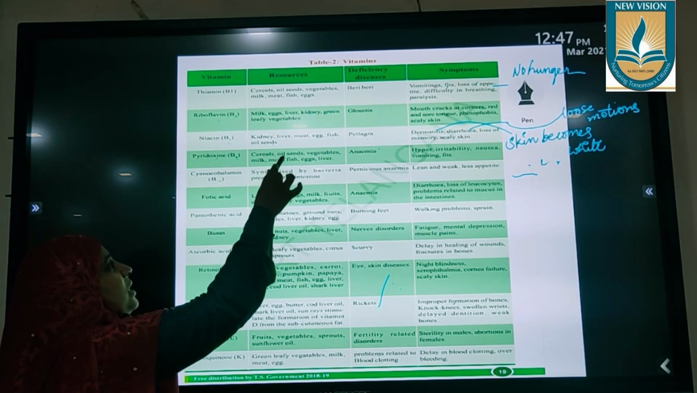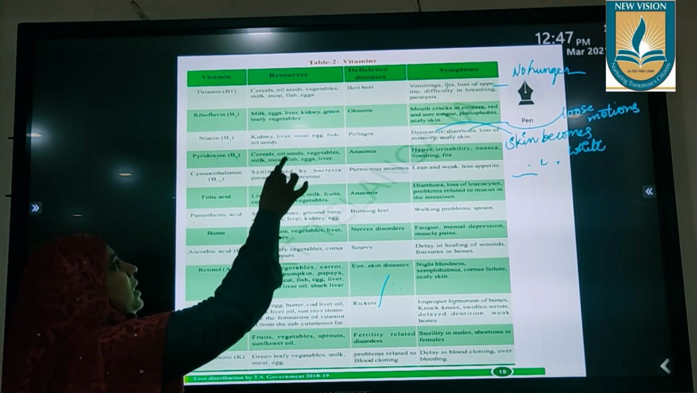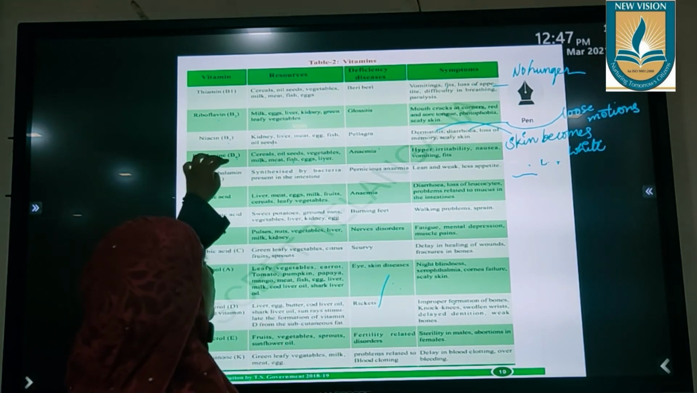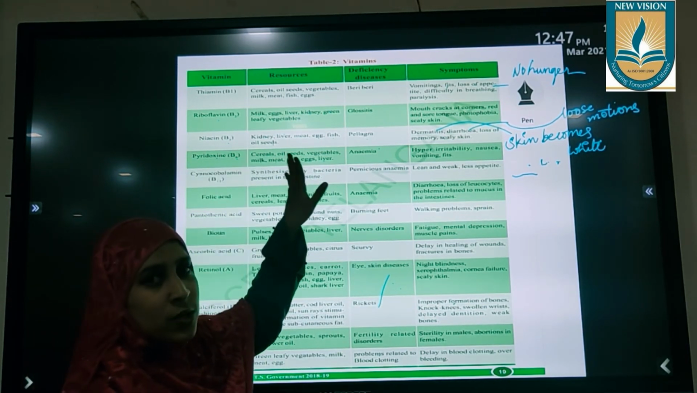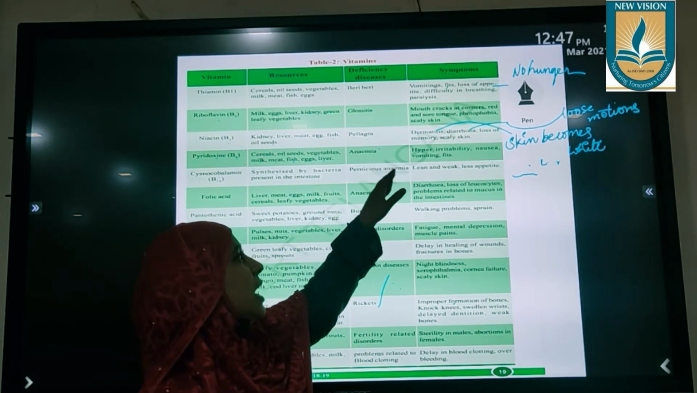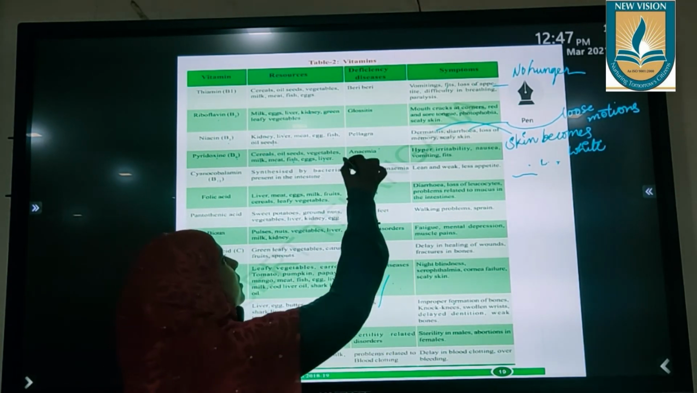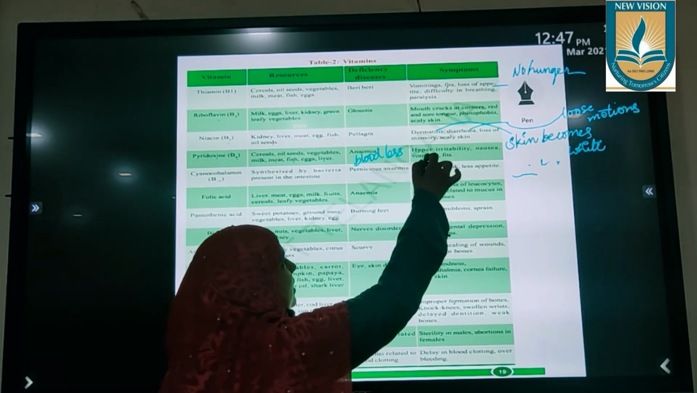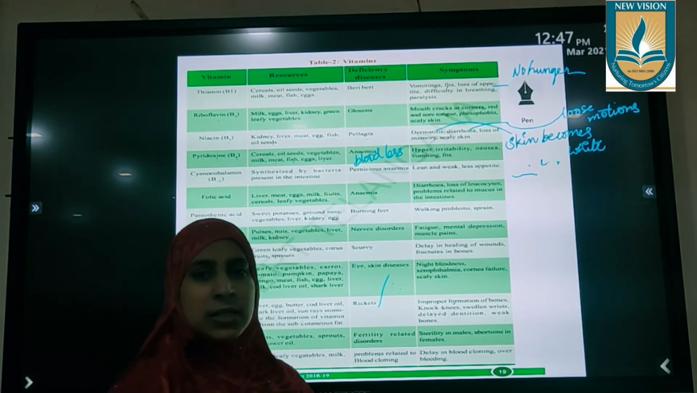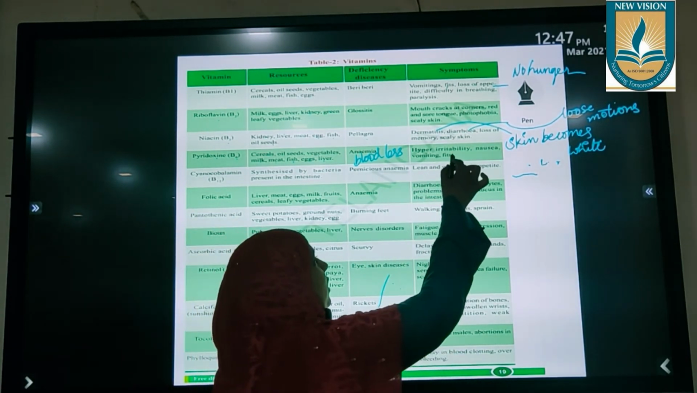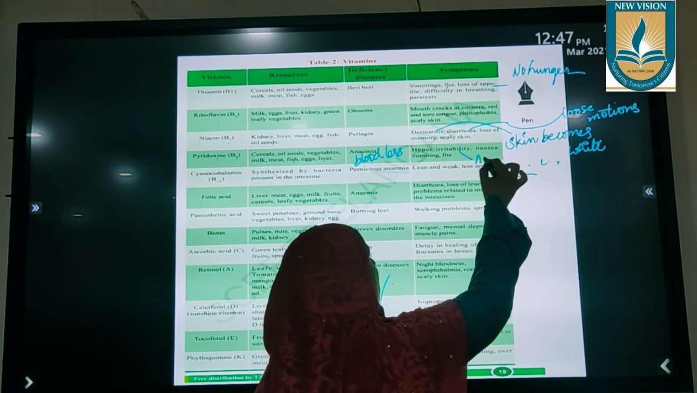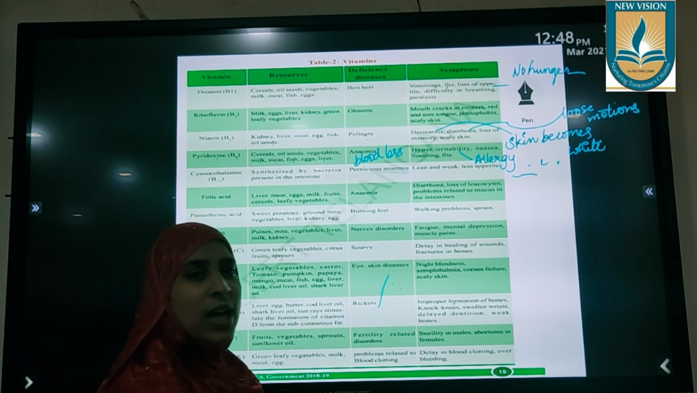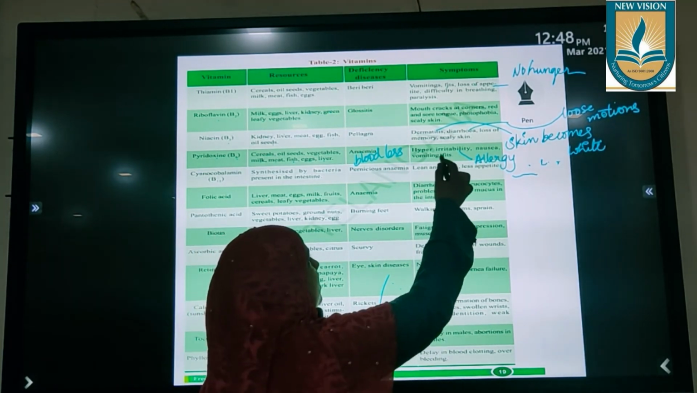Pyridoxine is vitamin B6. It is found in cereals, oil seeds, vegetables, meat, fish, eggs, liver. And if you do not eat a sufficient amount of foods that are rich in pyridoxine, the disease that occurs is anemia. Okay, bloodlessness. Anemia means bloodlessness. Hyper irritability means it is allergic. Our body reacts to small things also. So it is an allergy, nausea, vomiting sensation, and vomiting. Okay.